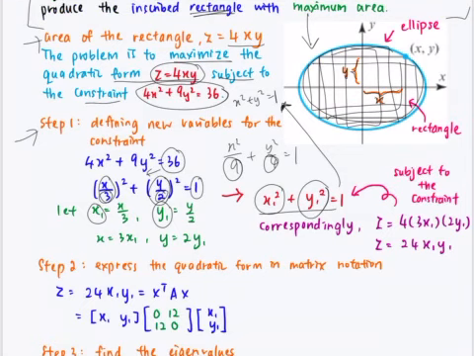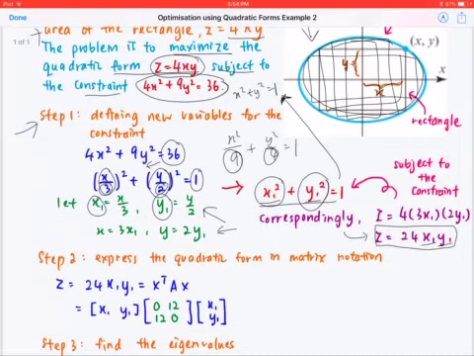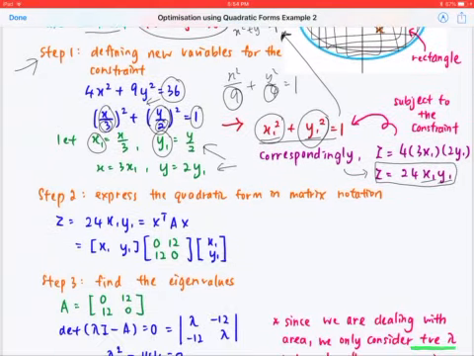But since we introduced new variables for the constraint, we have to introduce them to the component that you want to optimize as well. So the 4xy, you have to convert it into the new variables x1 and y1. From the definition here, you can rearrange it to get the values of x and y, so that you end up with z equivalent to 24 x1 y1. This is because you can't deal with a case where you have two sets of variables. If you are dealing with x1 and y1, then the other components must be x1 and y1 as well. So now you have reduced everything.